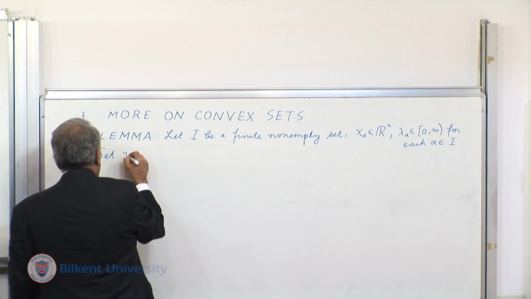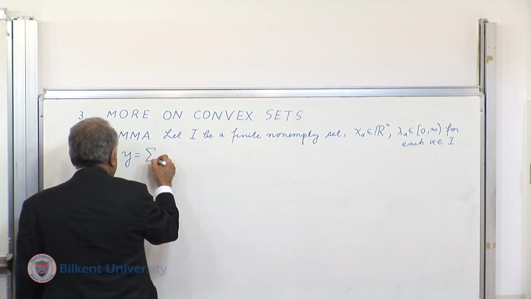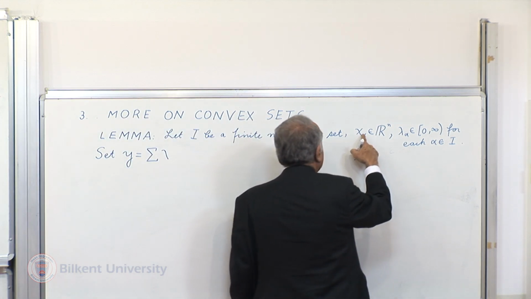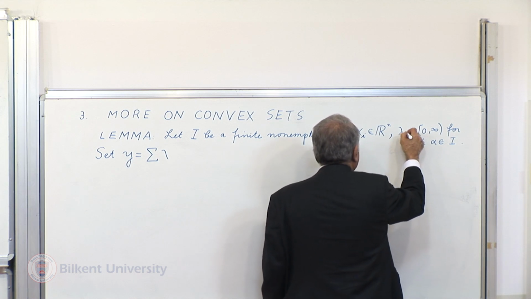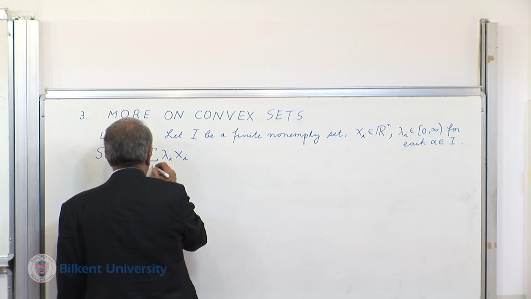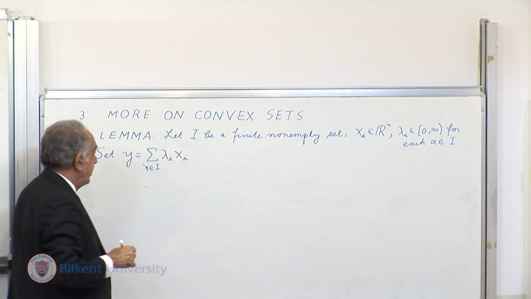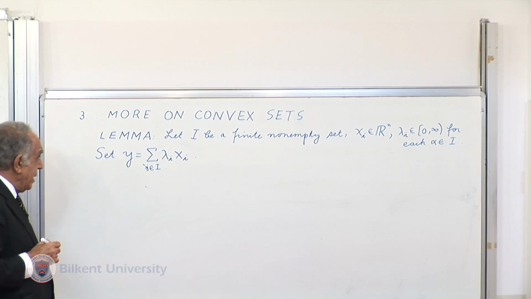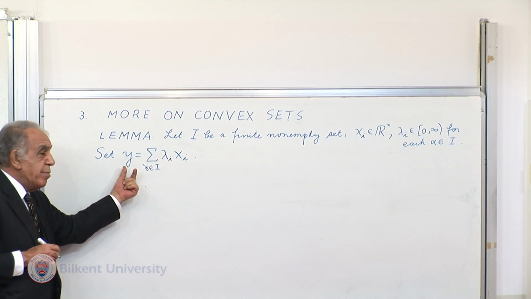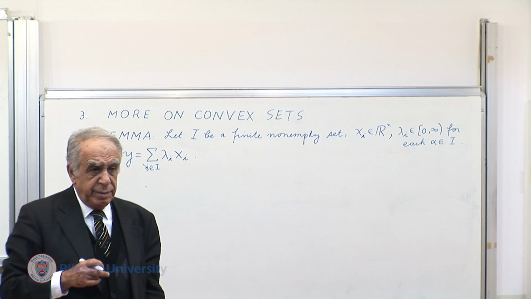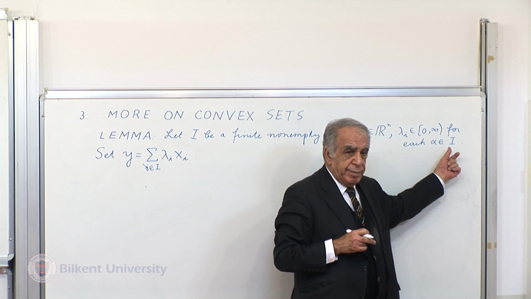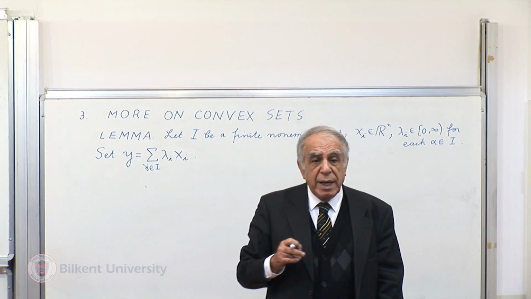Set y equal to the sum of, well, let me put I here, this is finite, lambda i, x i, i in I. The lemma says if this non-negative linear combination of finitely many members is different than 0, then you can find a subset of I, say I naught, which has less than or equal to n members.